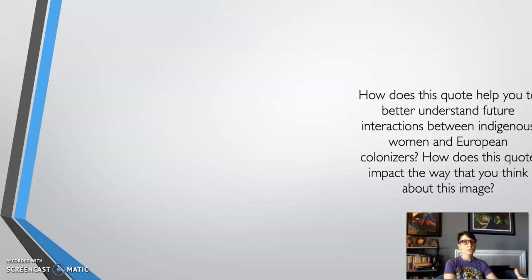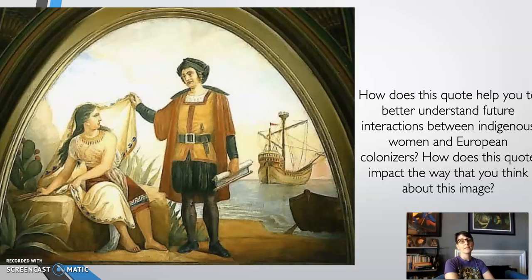There's an assumption that if they, quote unquote, conquer the land, they conquer the women, they control and own all of the people on this land. And so if you think about that quote and now look at this image again, how does it impact the way that you interpret this image? And that's something that I want you to think about as you go into your analysis on the discussion boards. Really have that quote in your mind.